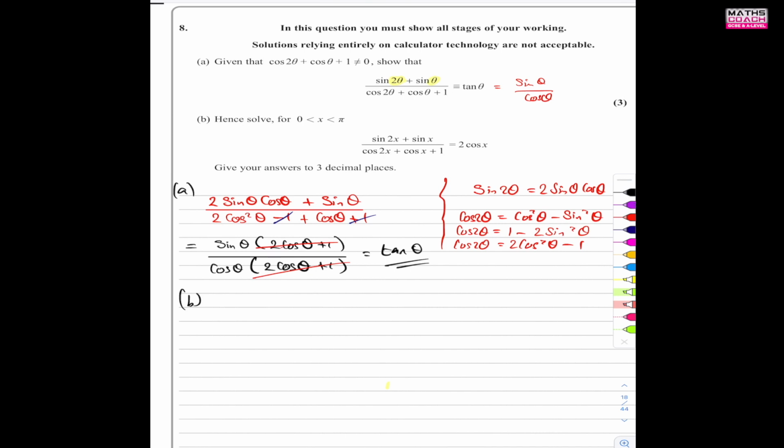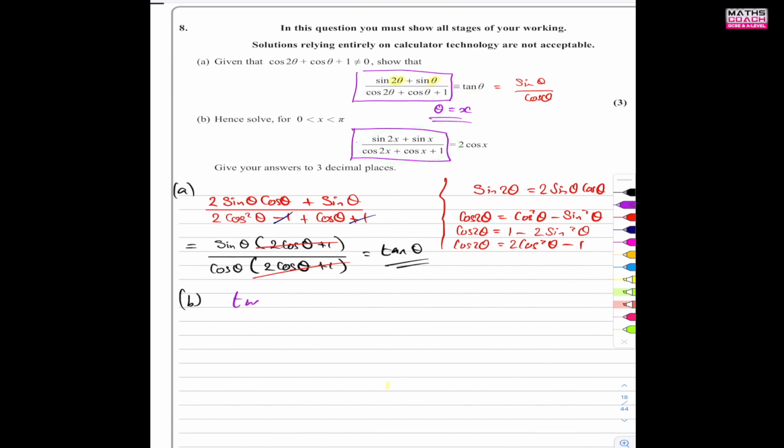Now, question B, we're asked to hence or otherwise solve the equation given here. If we look at this equation and look at this equation, it's more or less the same expression. So if we were to say theta equals x, then this is essentially the same as that, because theta is x, so 2 theta will give us 2x. So if theta is equal to x, then this expression here can be written as tan x.